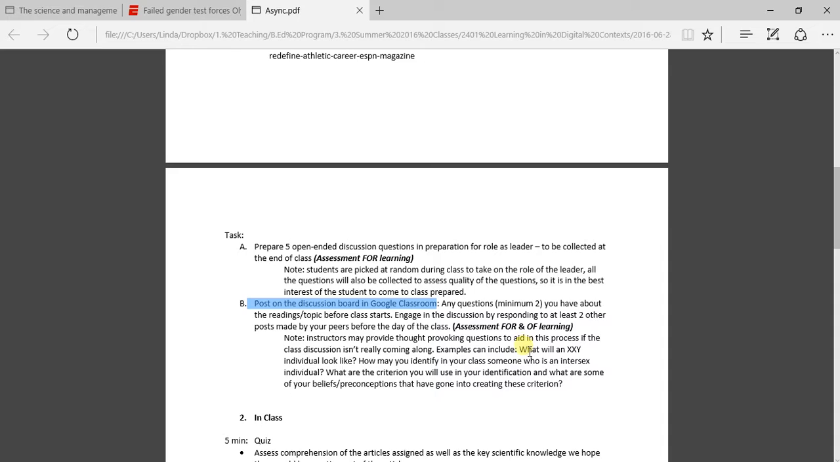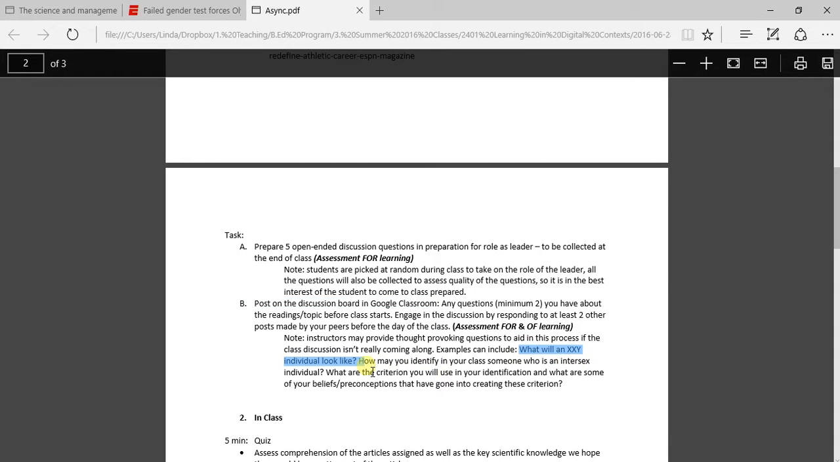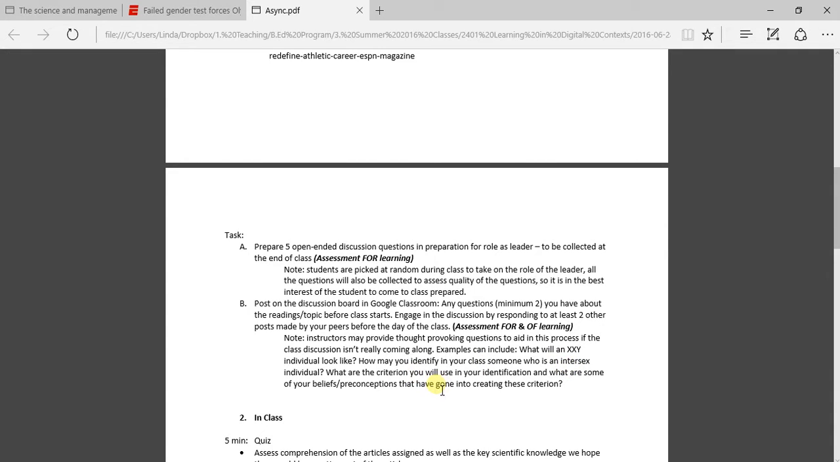So we can ask questions such as, what will an XXY individual look like? How may you identify in your class someone who is an intersex individual? And what are maybe the criteria that you use in your identification of these individuals? And what are some of the preconceptions that have gone into it? So for example, this gets students thinking about, well, is it just based on physical characteristics that I'm deciding whether or not someone's male or female? And it gets them thinking about the concept of genetics and the different factors that go into constructing a person's gender identity.